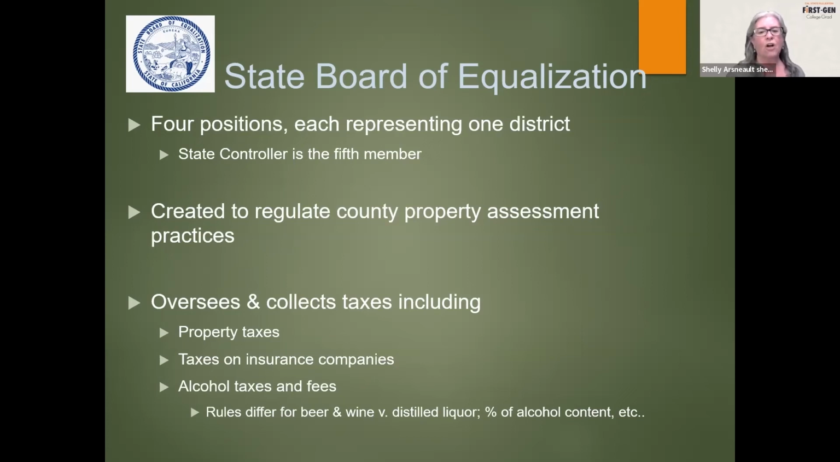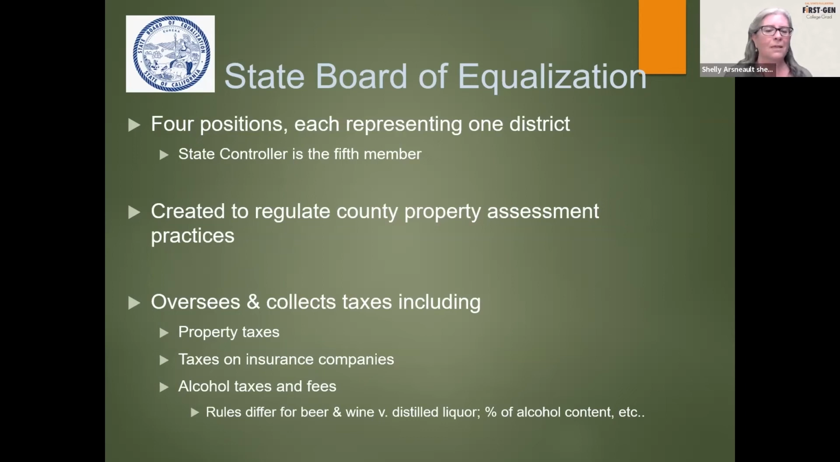And they're also covering taxes on insurance companies, which again, it seems a little bit out of the norm. That's something we don't think of very often. And then the third area is alcohol taxes and fees. And this can be more complicated than one might imagine. The rules on taxes for alcohol differ for beer versus wine versus distilled liquor. The rules differ based on the percent of alcohol content in your beverage, et cetera, et cetera.